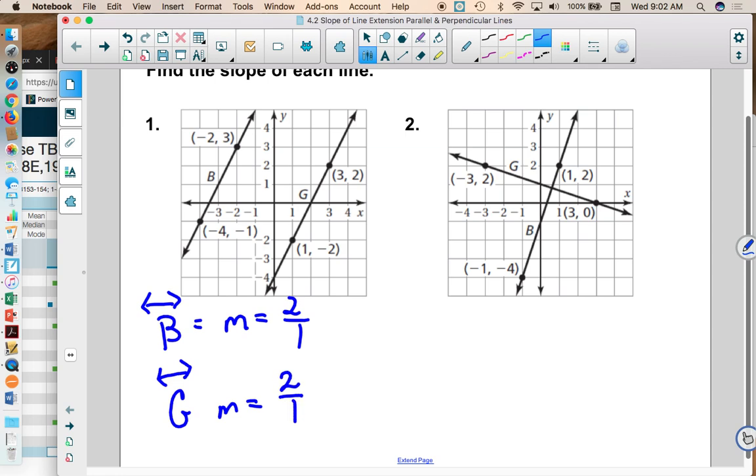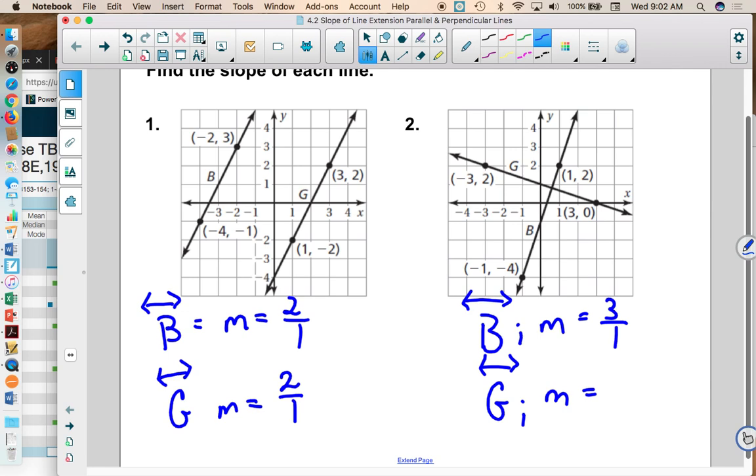Okay. Let's do the same thing over here on number 2. We have line B and line G. What is the slope of line B in number 2? What do you find it to be, Ridley? 3. Okay, rise of 3 and a run of 1, or 3/1, okay?